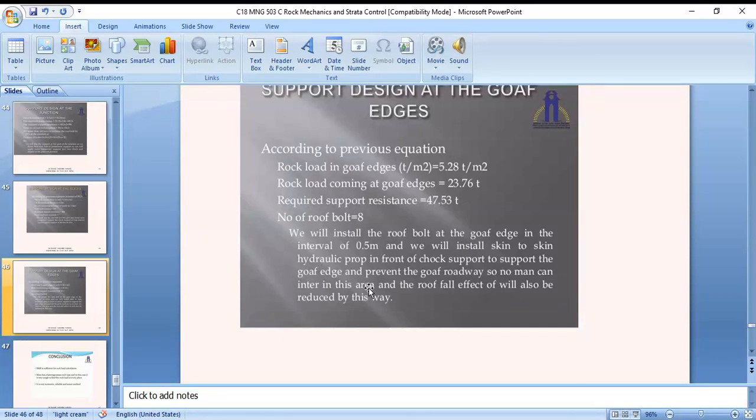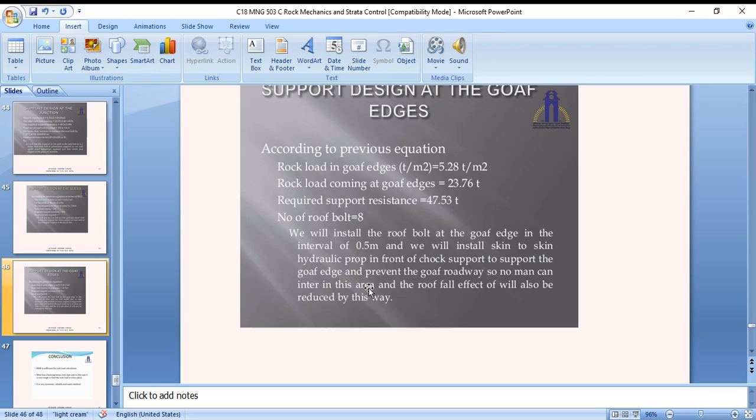So this is the other type of phenomenon for slicing. Then support design at the goaf edges. According to the previous equation, rock load in the goaf edge is equal to 5.28 tons per meter square. Rock load coming to that goaf edge is equal to 23.76 tons. Required support resistance is 47.53 tons. So the number of roof bolts required is 8.